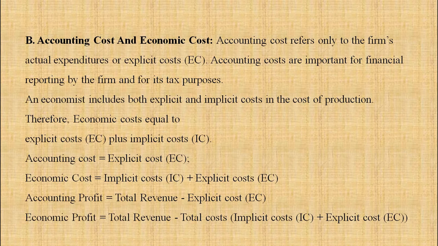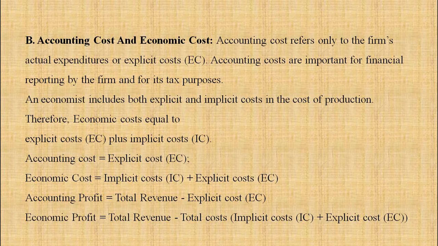Next cost, accounting cost and economic cost. Accounting cost refers only to the firm's actual expenditures or explicit cost. Accounting costs are important for financial reporting by the firm and for its tax purposes. An economist includes both implicit and explicit cost in the cost of production. Therefore, economic cost equals explicit cost plus implicit cost.